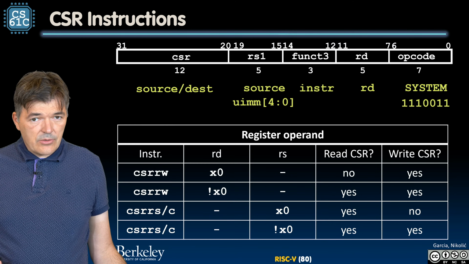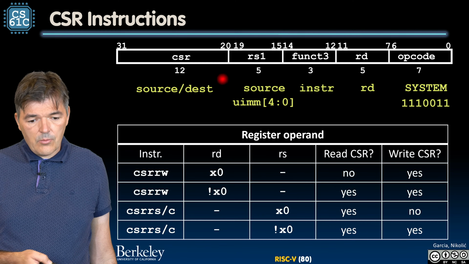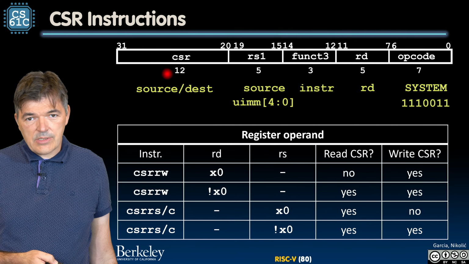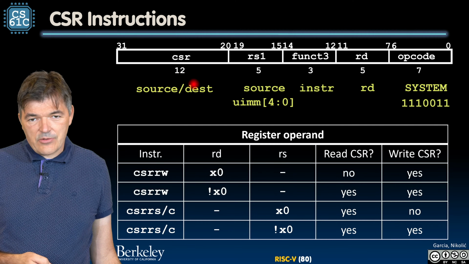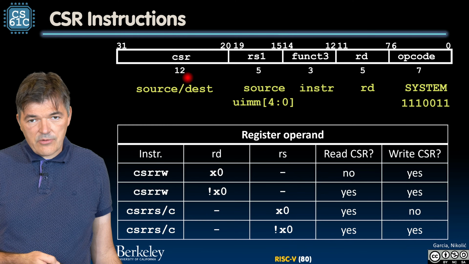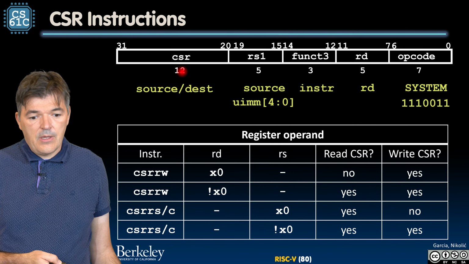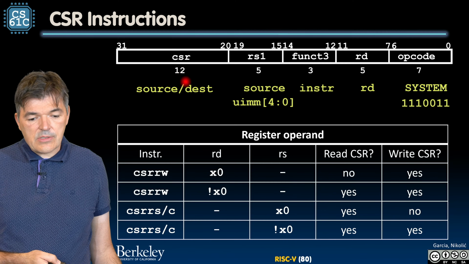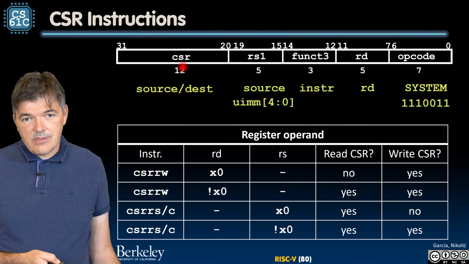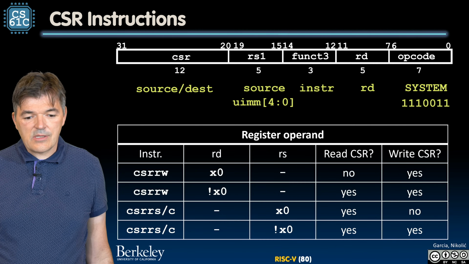So similar to I format, we have the upper 12 bits reserved for addresses instead of the immediate. Here the upper 12 bits are used for addressing the CSRs, control and status registers. Since we have 12 bits over there that we are reusing, we can have up to 4096 CSRs.